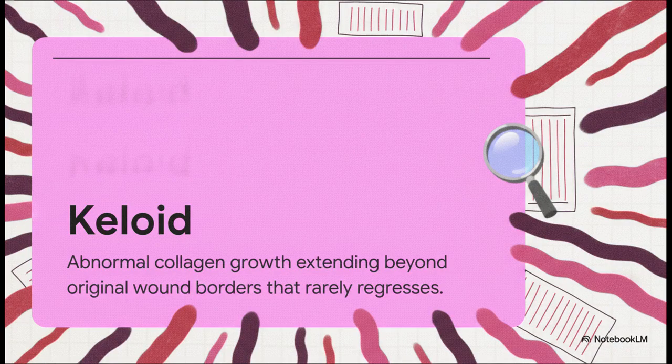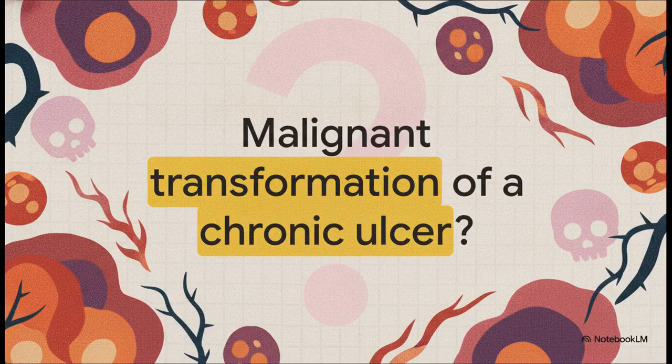A keloid. A keloid is an abnormal proliferation of collagen tissue that characteristically extends way beyond the borders of the original wound, and it rarely regresses on its own. That is the absolutely crucial distinction here for your exams. It grows outside the lines, whereas a hypertrophic scar stays strictly within the boundaries of the original injury. Okay, our final question for today.